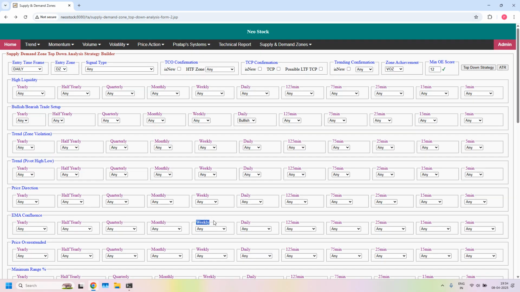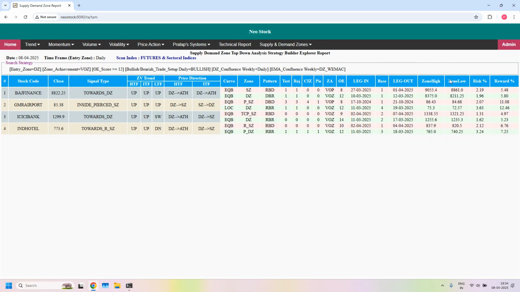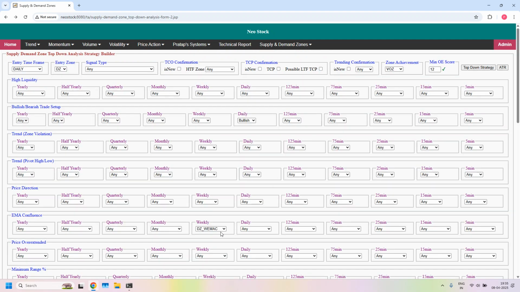At a weekly time frame, checking weekly demand zone having weekly EMA confluence. So we got 4 stocks. So these 4 stocks are having more high probability to get success. But this is not enough. Let us further look into LTF, ITF and HTF demand zone confluence supported stocks.